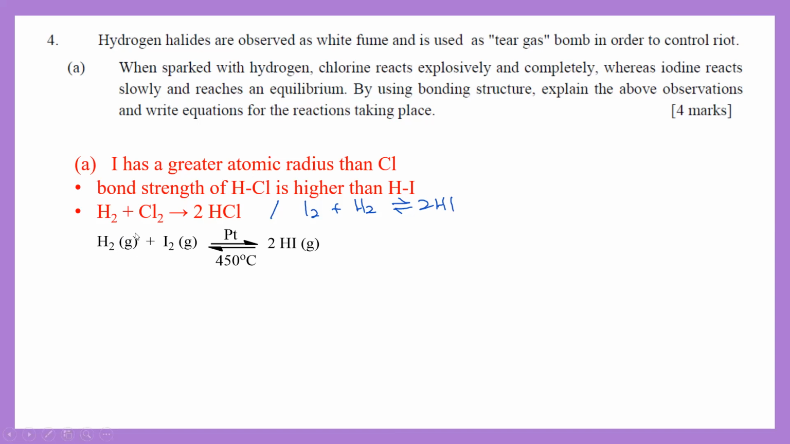I hope that you will be able to make use of this point to explain as fully as you can how the stability of the hydrogen halide takes place, or how they are going to react accordingly. So this is how we are going to explain this observation. Of course, the question already tells you that hydrogen halide is a white fume, so you don't need to repeat the statement again. So that is for number 4A.